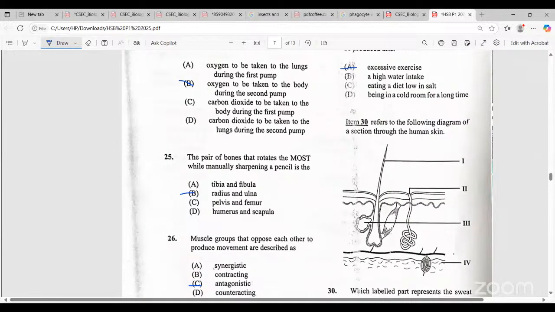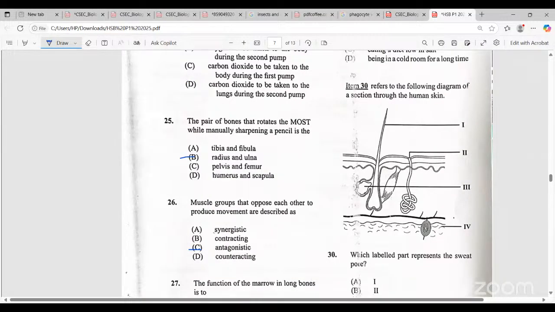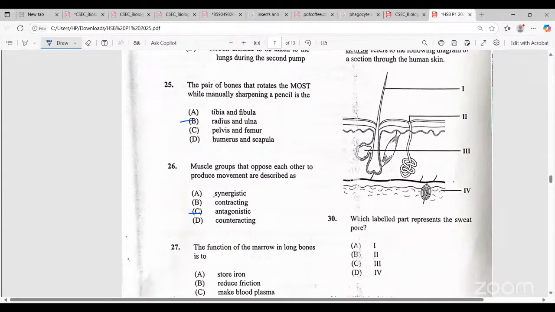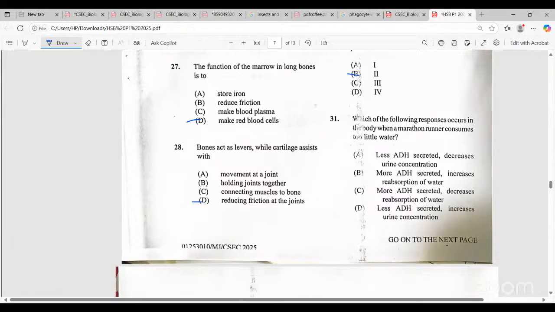Yes. 30. Refer to the following diagram of the skin, which labeled part represents sweat pores. Sweat pore would be right here, B. All right, 31. Which of the following responses occur in the body when a marathon runner consumes too little water? So too little water, that means the body is going to require more water, right? So ADH, antidiuretic hormone, will be secreted and then it will increase the reabsorption of water. So we have B.